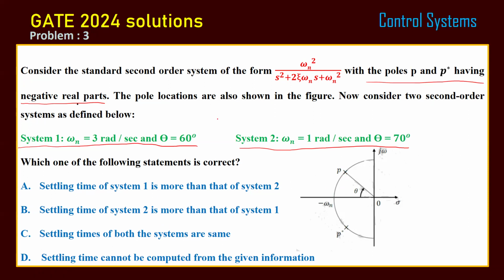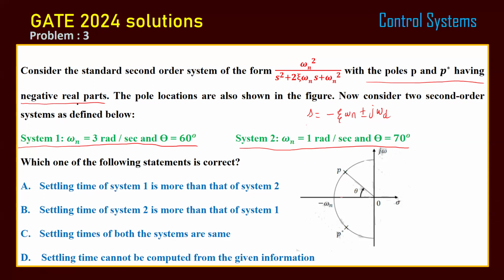So, let me write the poles here. Nature of the poles: they have given P and P star, where P star is the conjugate of P, having negative real parts. So, s equal to minus zeta omega n plus or minus j omega d. These are the poles: minus zeta omega n plus j omega d and minus zeta omega n minus j omega d are the conjugates.